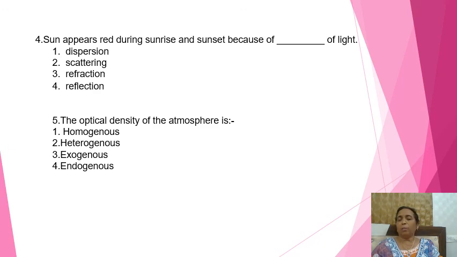And the last one, the optical density of the atmosphere is homogeneous, heterogeneous, exogenous or endogenous. Of course, it is heterogeneous. And because of its heterogeneous nature, all the different phenomena are occurring.